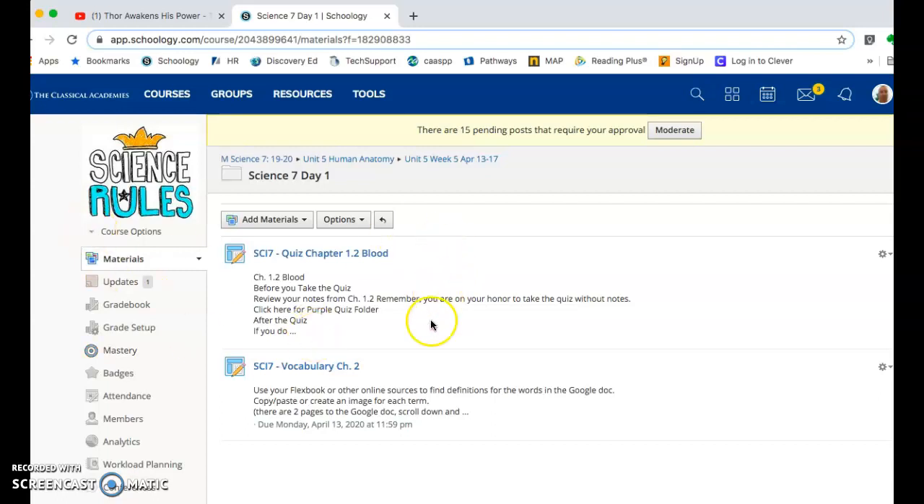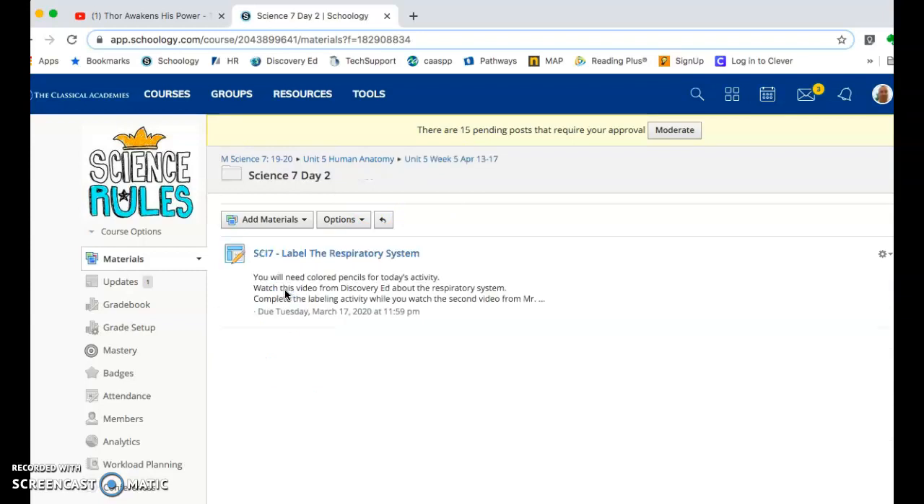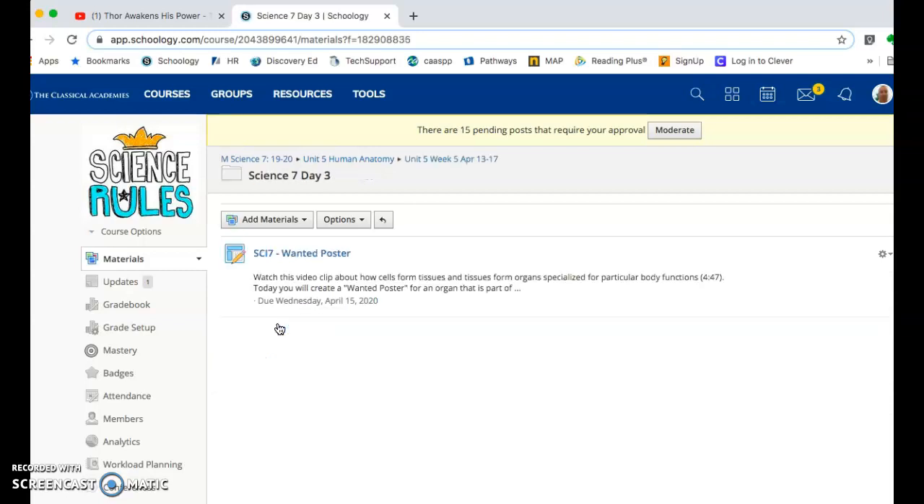So that is for today, and then tomorrow we're going to be moving on and doing a diagram of the respiratory system. You're going to label the respiratory system. There's a handout in your Schoology on that day's assignment, and then you will color that in. I'll have a video for you to help guide you through that. On Wednesday, we're going to be doing a wanted poster, also on the respiratory system, and you're going to build a poster on a particular element of the respiratory system.